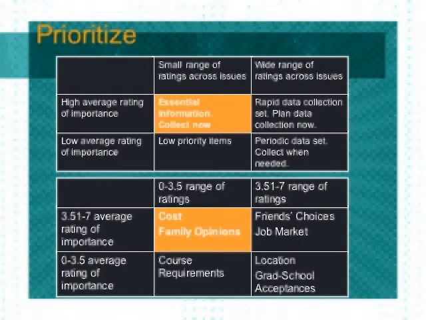The top chart illustrates that information needs with a high average rating of importance and a small range of ratings are essential information that must be collected immediately because they apply to all issues. Information needs that have high average ratings of importance, as well as large ranges, are items that are considered to be of rapid priority and pertain.